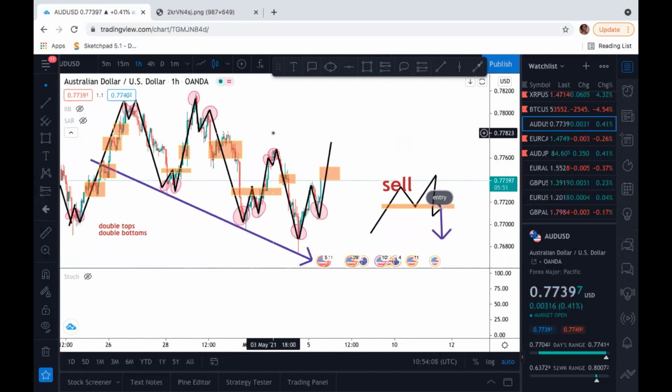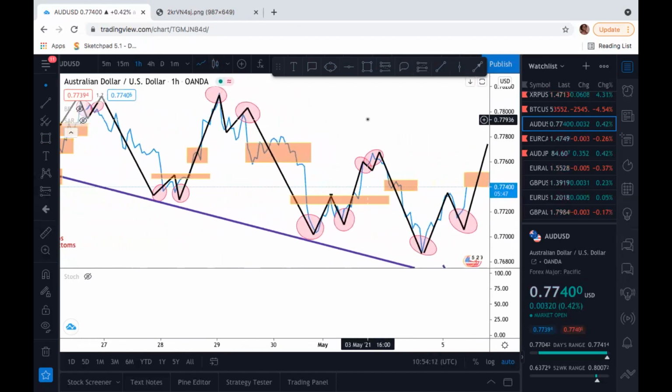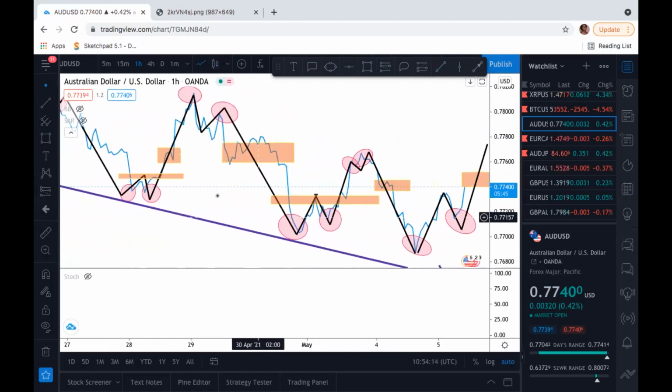You can also use the line chart, and notice where I put the box area is where it did the pullback.